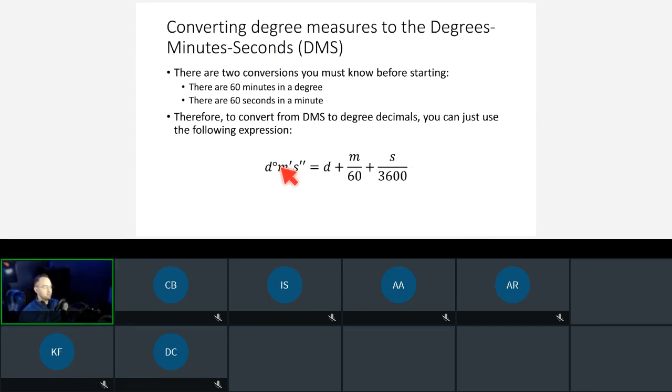The formula to convert from degrees, minutes, seconds is going to be degrees, the whole number, plus the minutes divided by 60, plus the seconds divided by 3600. This is the conversion to go from DMS to degree decimal. It's just a different way to represent a degree. All we've done in the past was degree decimals. That's what that's called. We can represent that degree decimal in DMS format.